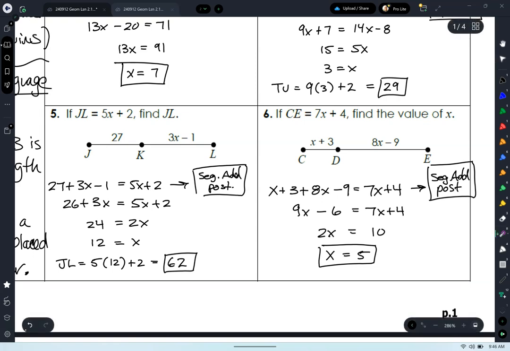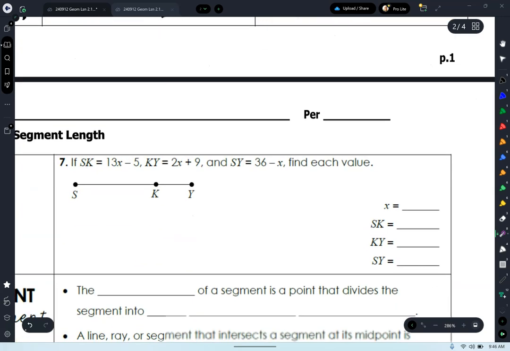All right, again, pay attention to what you're being asked. The only thing circled on your paper should be the length of JL, and the only thing circled or boxed should be X equals. Answer the question that's being asked. Everybody good? Okay. Let's talk about number 7.